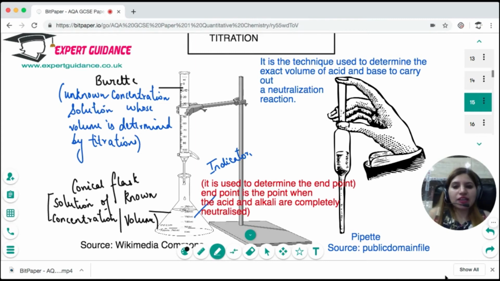Now let us look at the last concept you need to do, which is the titration. You all must have done this in your class practical, in your school practical. You should first know the apparatus. In the exam they can give you the apparatus and ask you to label it with its function.